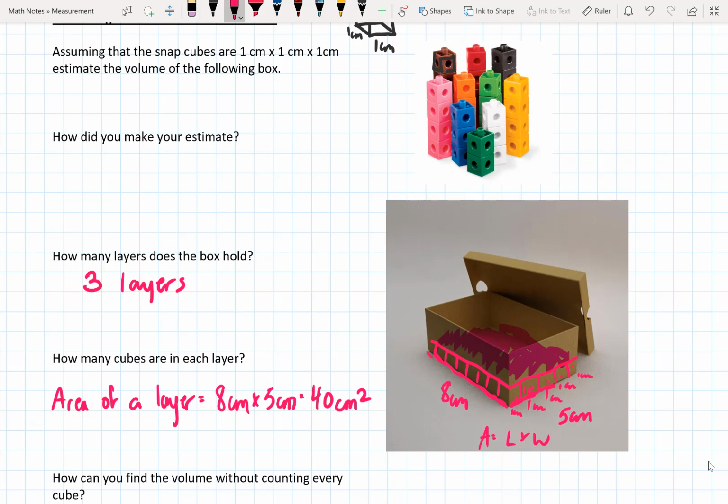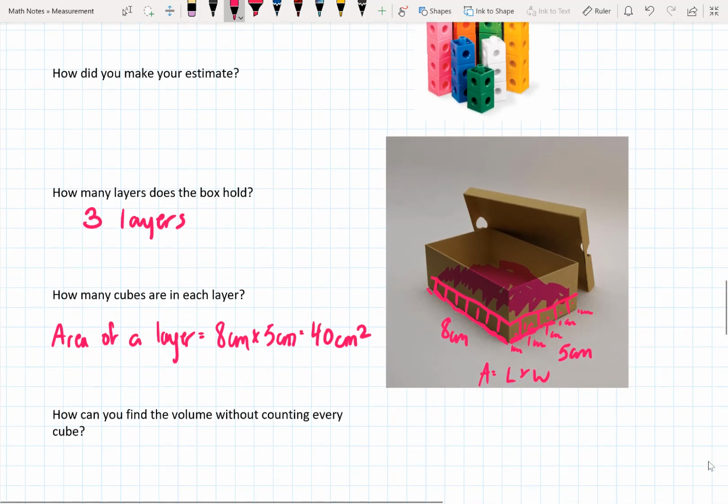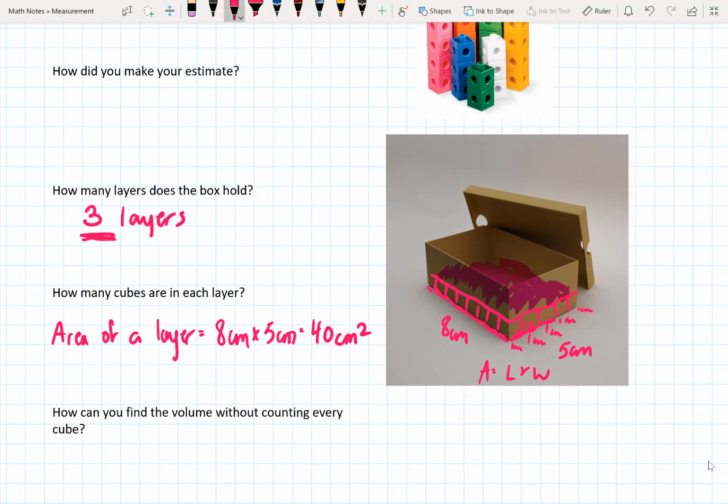But that's not the volume of the whole box, that's just the volume of the bottom layer. So how can I take this number here? Well, I know there's three layers, and I know that each layer is 40 centimeters cubed. I simply take my 40 centimeters squared, and I multiply that by 3 centimeters, because once again, the side of this is 1 centimeter, and the side of this is 1 centimeter, and the side of this is 1 centimeter. So we know it's 3 centimeters high. So that's going to equal 120 centimeters cubed. Or another way of putting it is, I think I can fit 120 centimeter snap cubes inside of this shoebox.